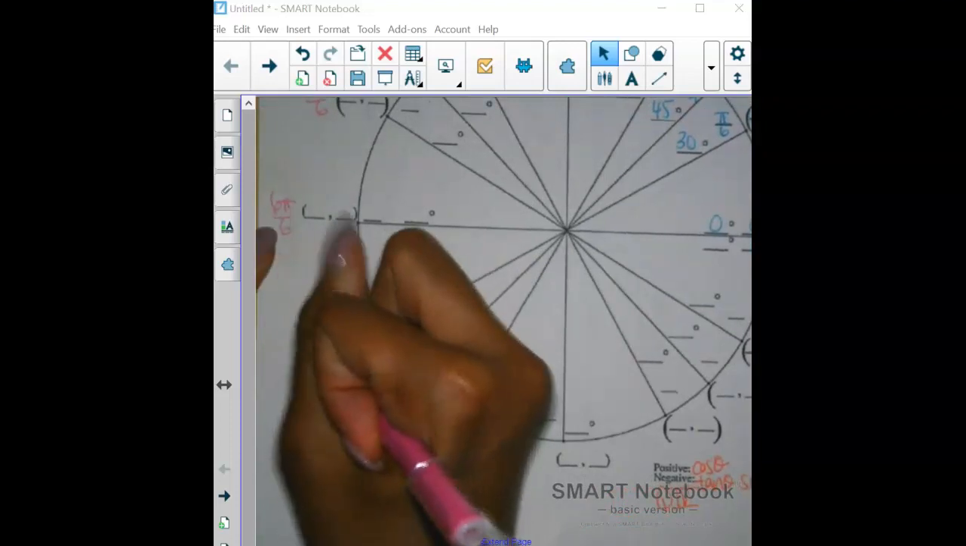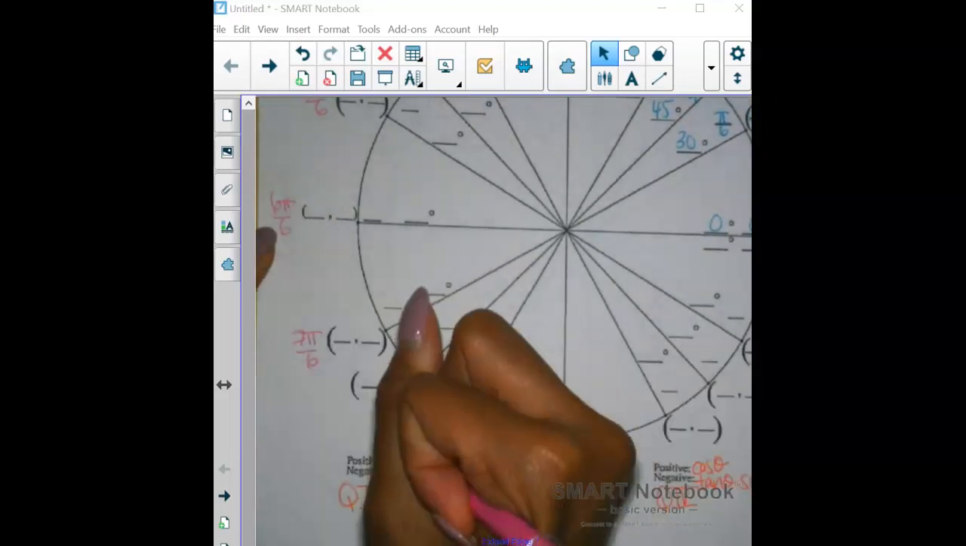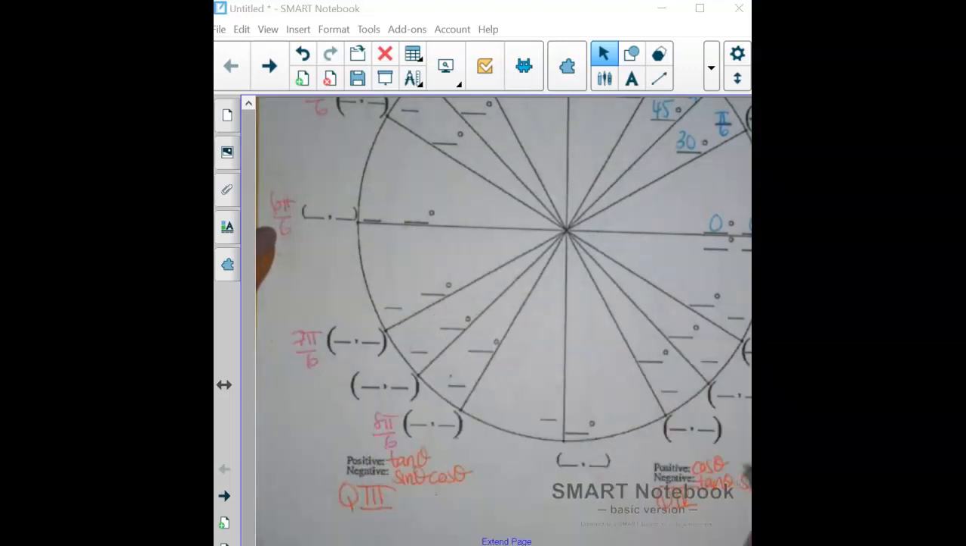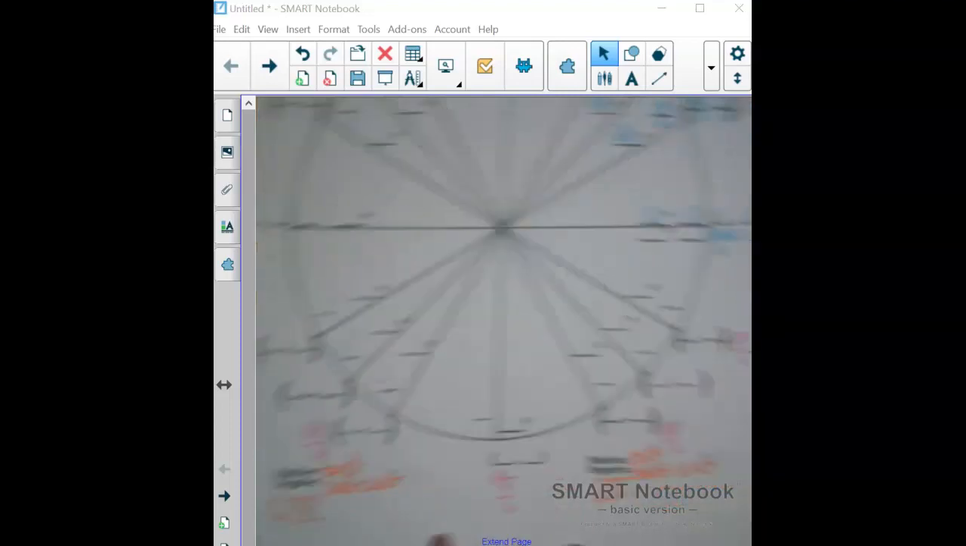This will be 7 pi over 6, 8 pi over 6, 9 pi over 6, 12 pi over 6. Whoops. Clearly can't count today, guys. Sorry about that. That's 10 pi over 6 and 11 pi over 6. Clearly, I'm just trying to get this done.